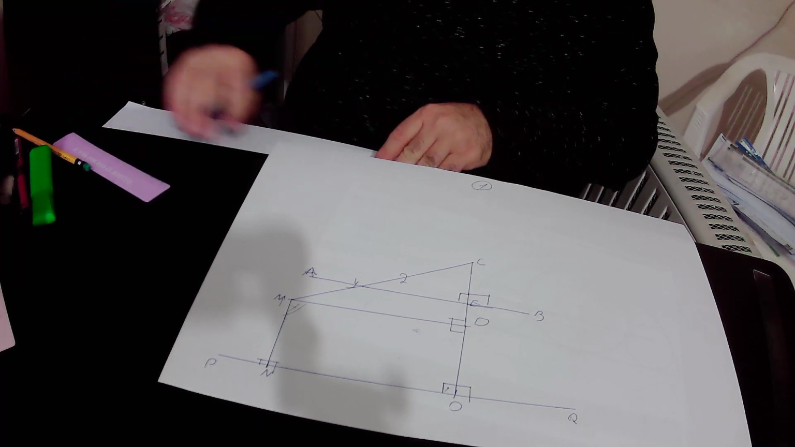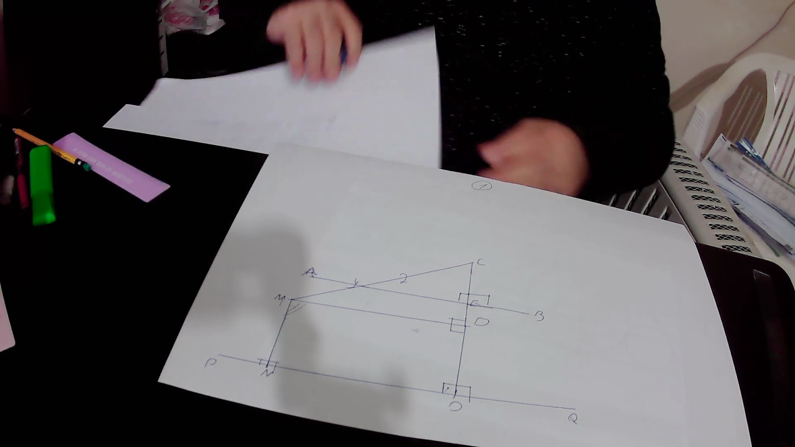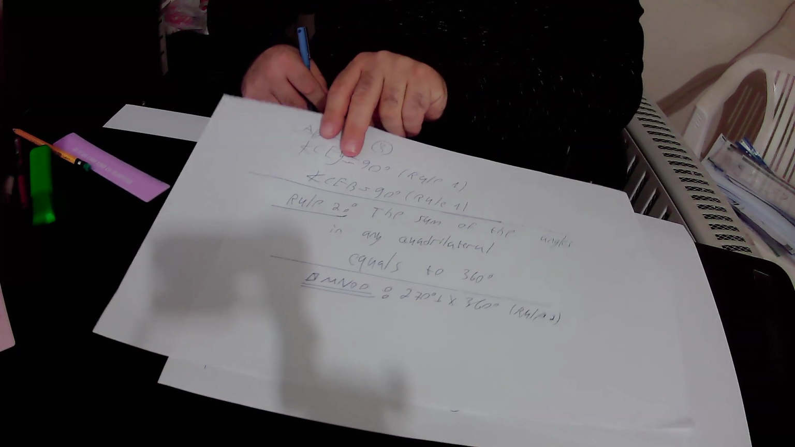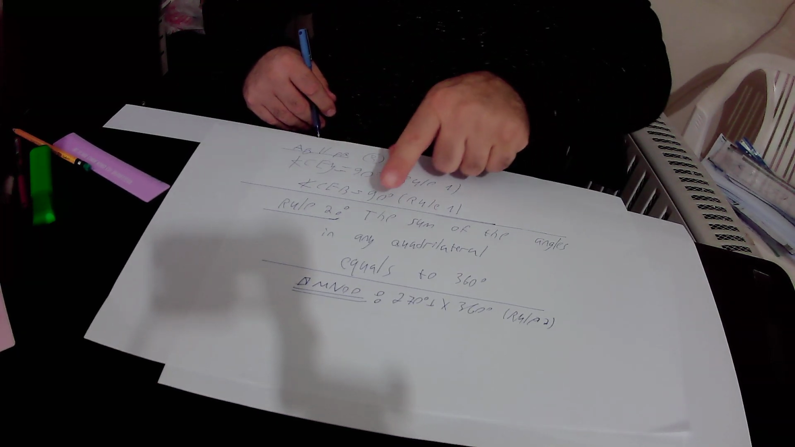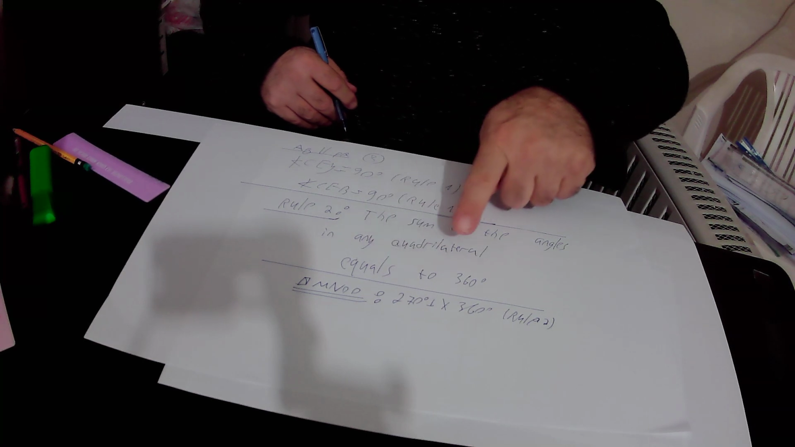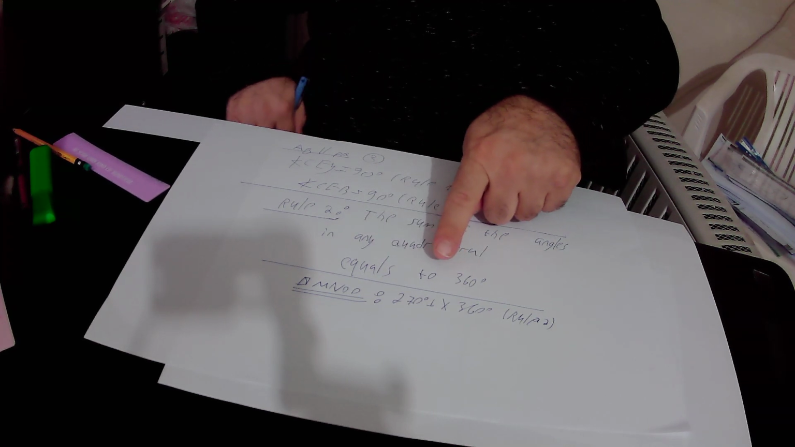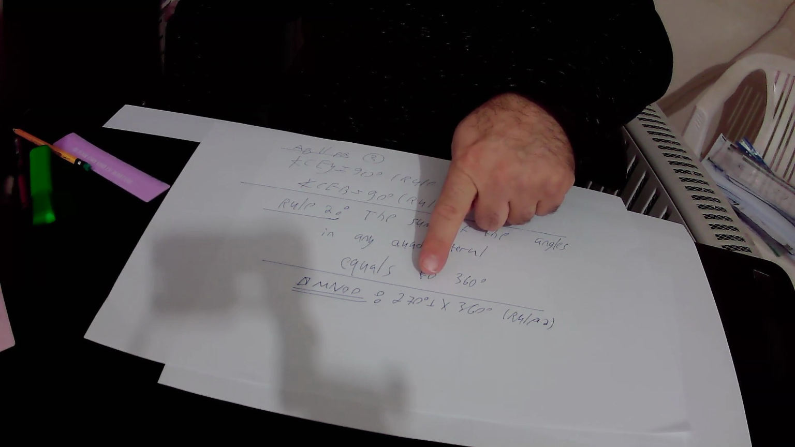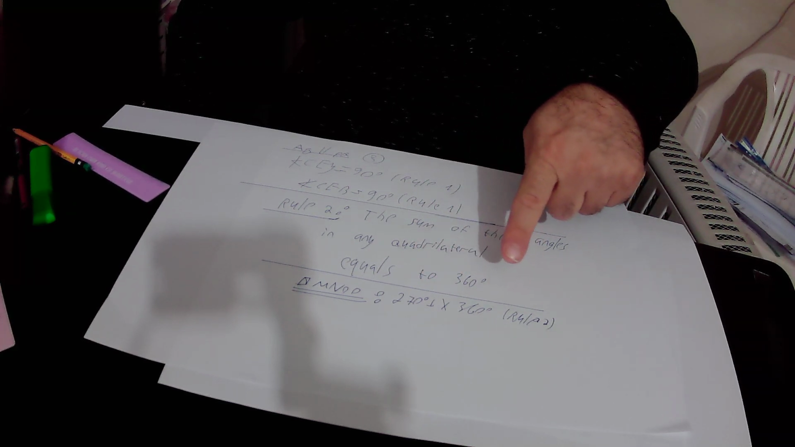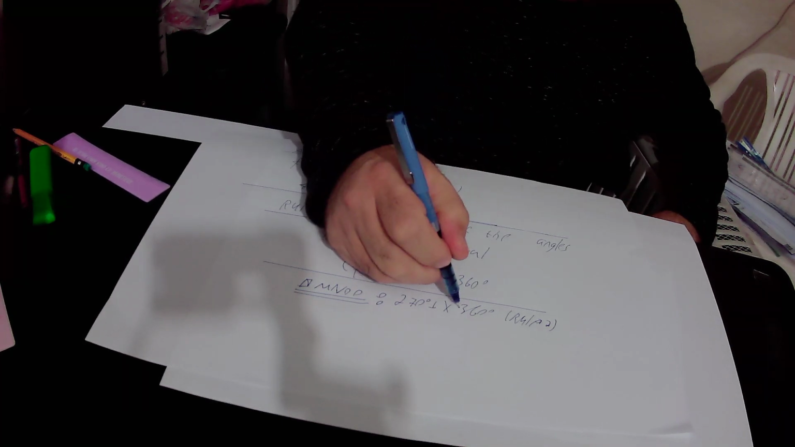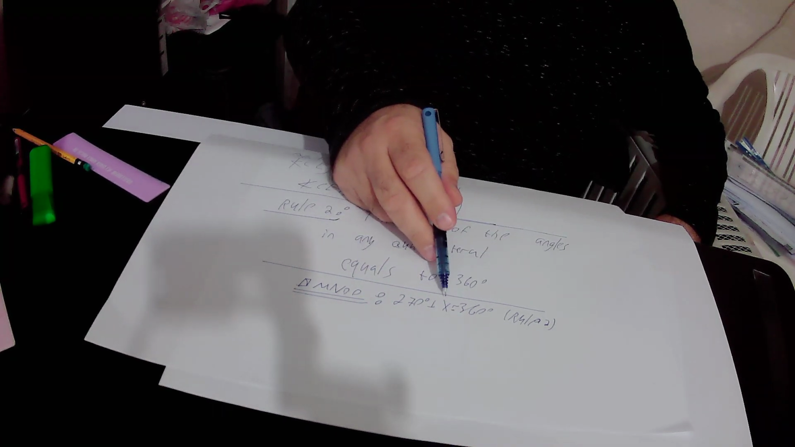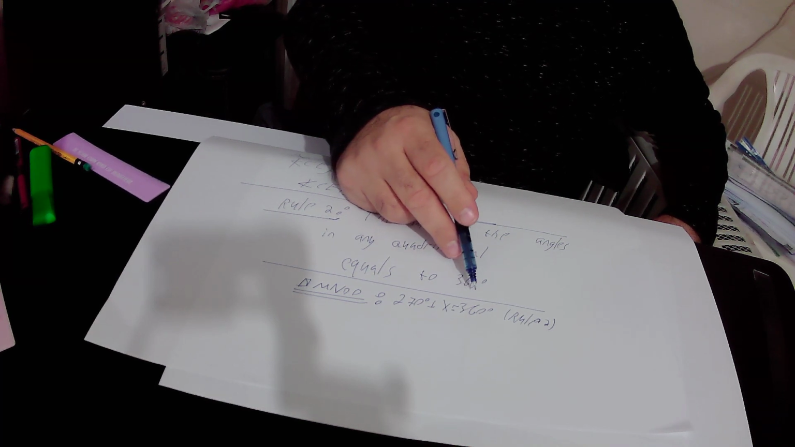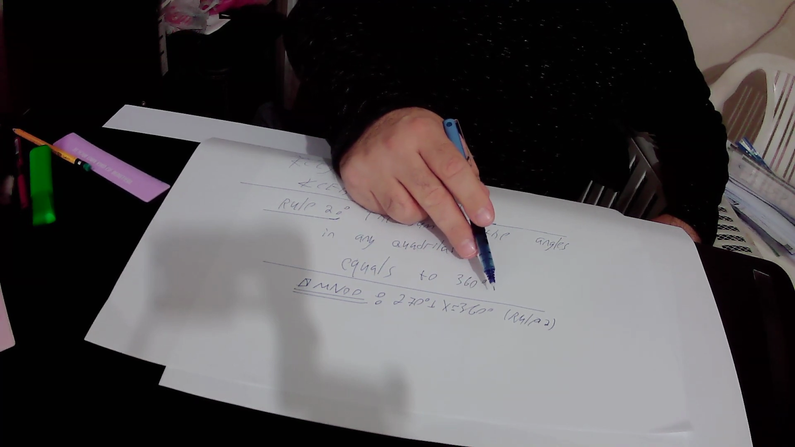I repeat again. The sum of the angles in quadrilateral MNOD equals the sum of 3 angles. The sum of 3 right angles is 270 degrees, plus the size of the 4th angle, defined as angle X, must be equal to 360 degrees according to rule number 2.